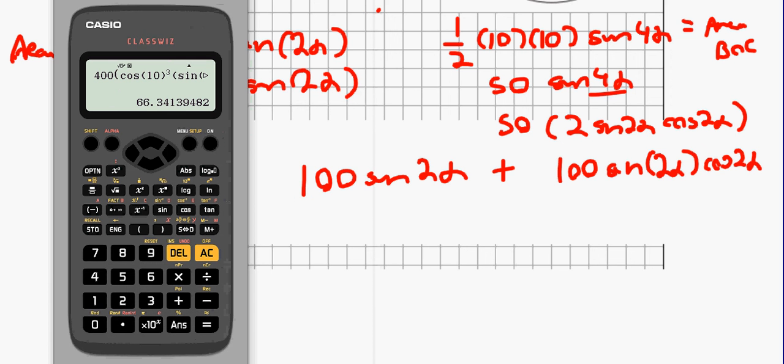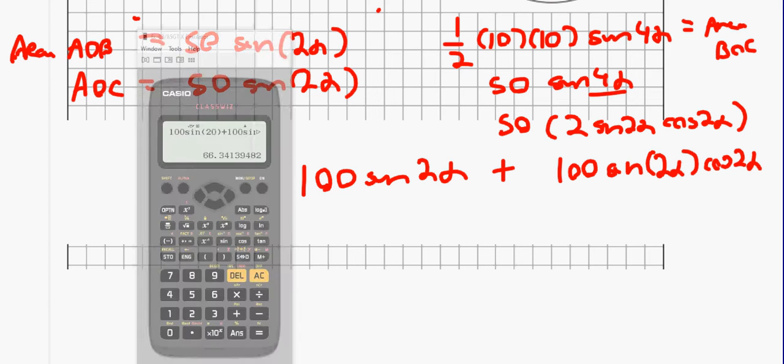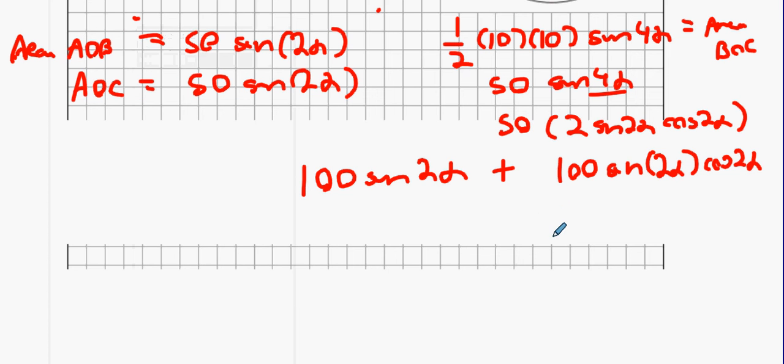I'm choosing to use an angle of 10, so it's going to be 100 sine 20, and then plus 100. If both of these equal each other, it means I still haven't made a mistake. Yeah, they're both exactly the same, which means I haven't made a mistake. I just need to make my answer look like their answer, and that's very reassuring to know.